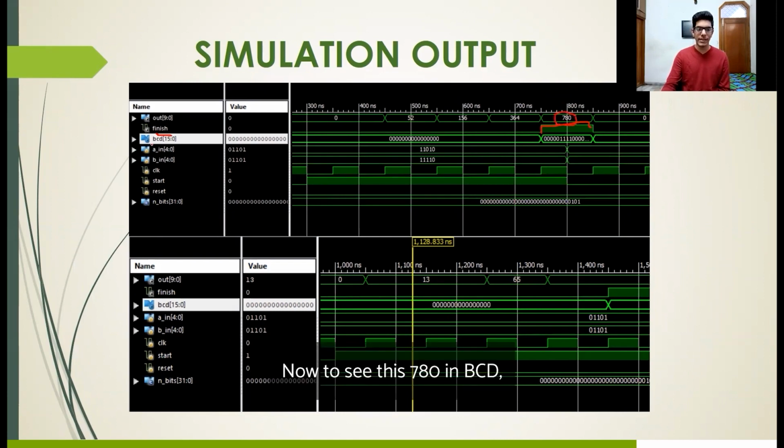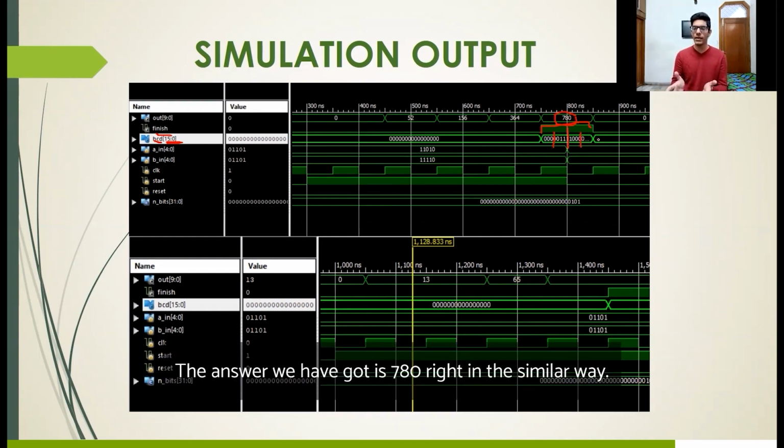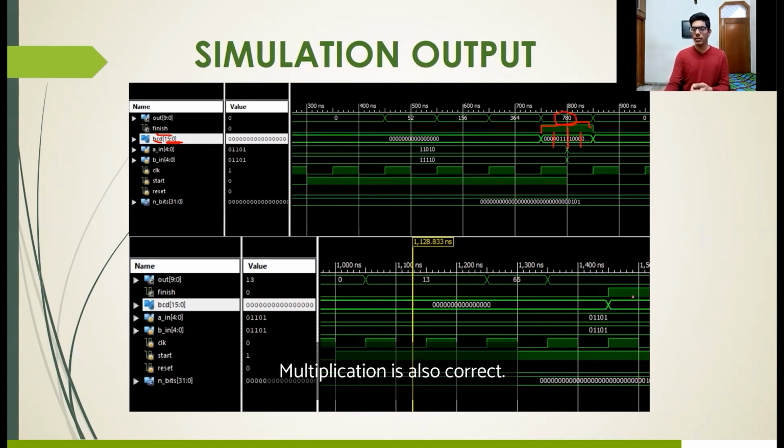Now to see the 780 in BCD, what we do is, this is actually a 16-bit BCD, right? So the first four bits, I just cross them out. The next four will represent 7. The next four represent 8. And the last four represent 0. Hence, the answer we have got is 780, right? In a similar way, the 13 by 13 multiplication is also correct, right?